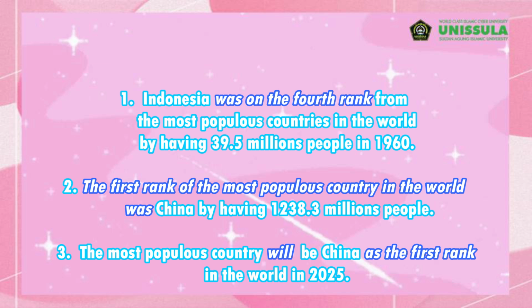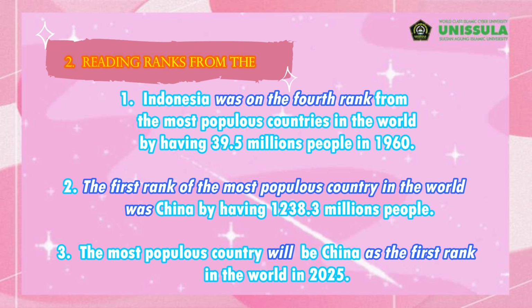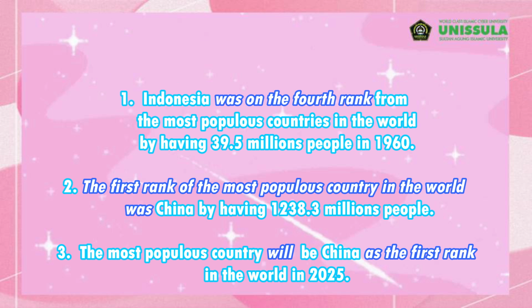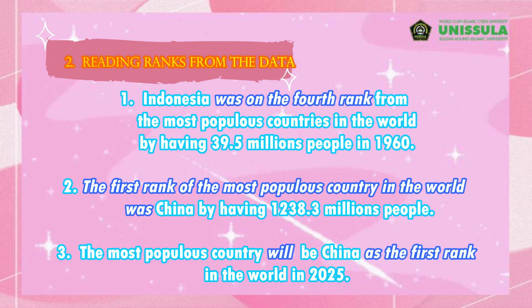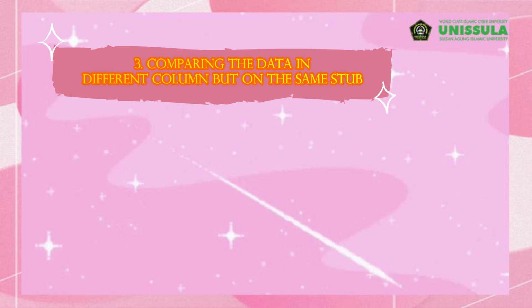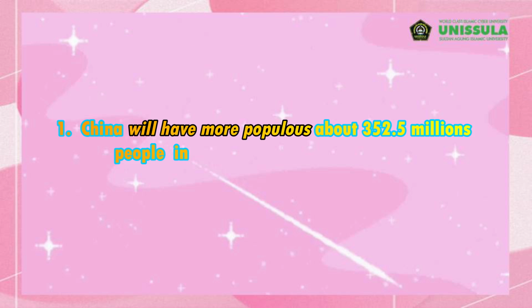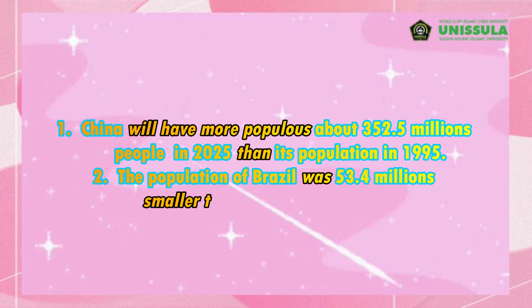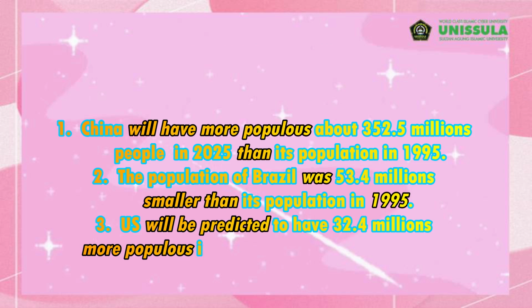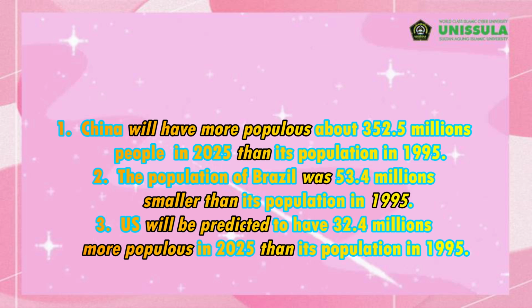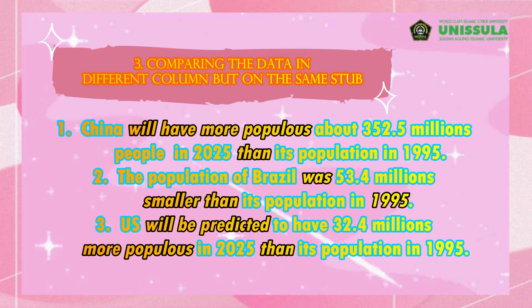So China here will be the first, because this is still about the prediction in the year 2025. Okay, students, this is the second way of the examples. And then the third way is about comparing the data in a different column on the same stock. Memeka delivers 3 examples here about comparing the data in different columns on the same stock.